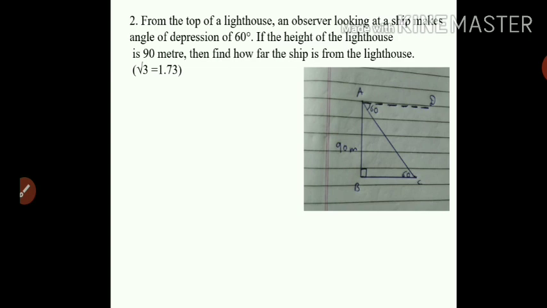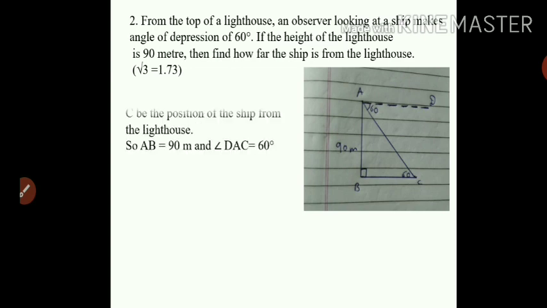You have to find how far the ship is from the lighthouse. That is, AB is the lighthouse and C is the position of the ship. So you have to find the distance BC. So now what we'll do, we'll explain the diagram after drawing. Let AB be the lighthouse and C is the place of the ship from the lighthouse. So AB is given as 90 meters, and you can see angle DAC is 60 degrees.